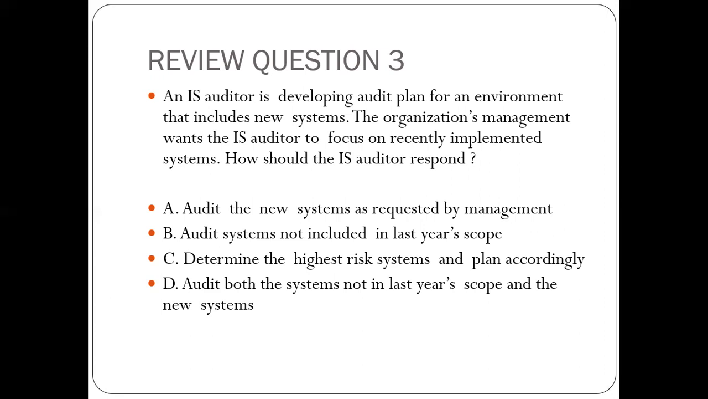A, audit the new systems as requested by management. B, audit systems not included in last year's scope. C, determine the IS risk systems and plan accordingly. D, audit both the systems not in last year's scope and the new systems. Remember, we talked about risk assessment in audits. So what matters is not whether they are old or new systems. What matters is which are the IS risk systems. Whether they are old or newly acquired does not matter. So we need to determine the IS risk systems and plan accordingly. The best answer here is C.